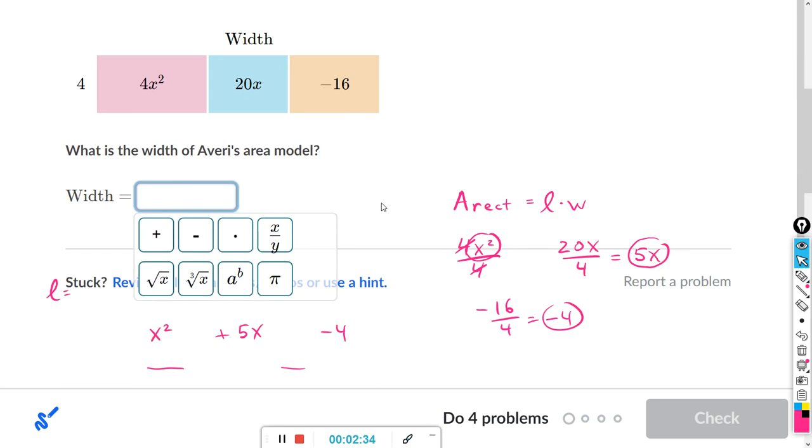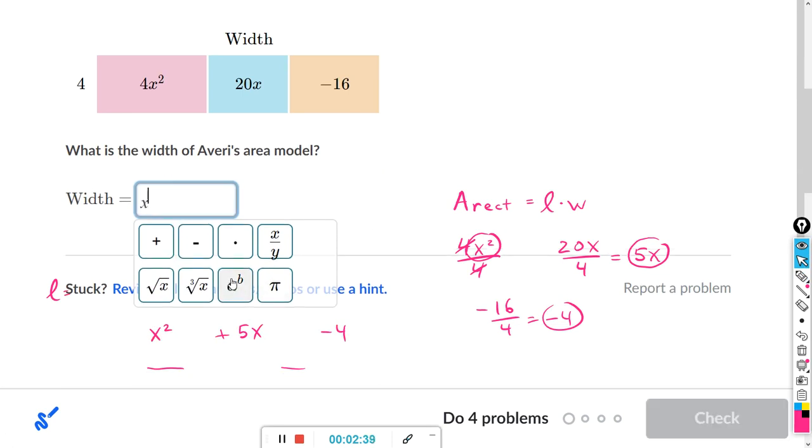So type the x and click this one here for the exponent. That's squared. Click it again to bring the cursor back down. Plus 5x. So I click plus 5x. And then minus 4. I'm going to click minus 4.